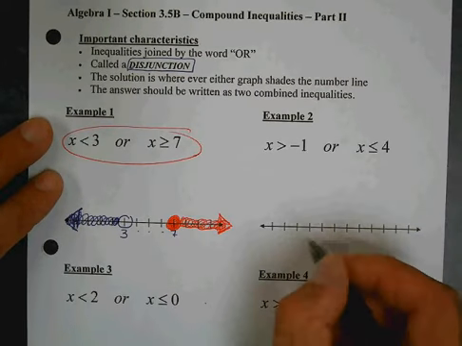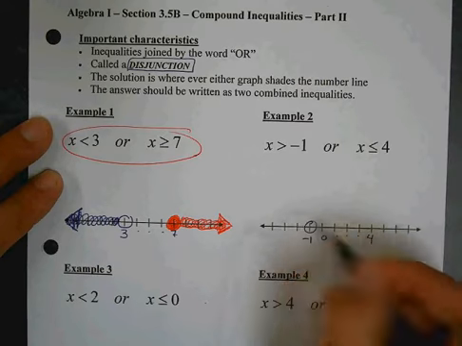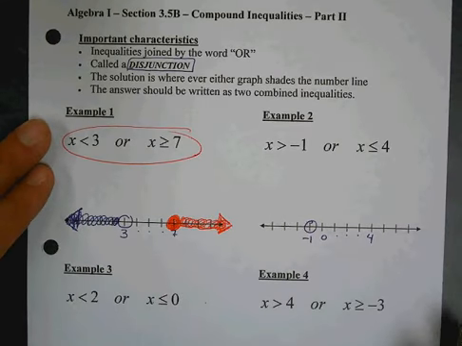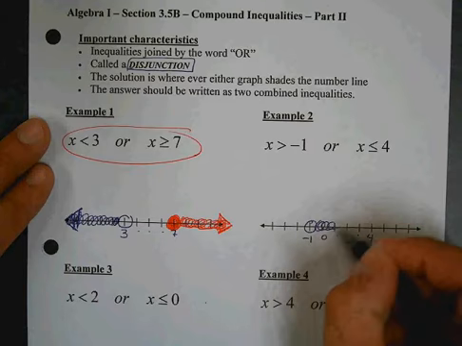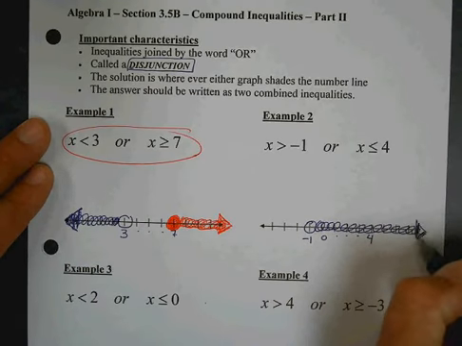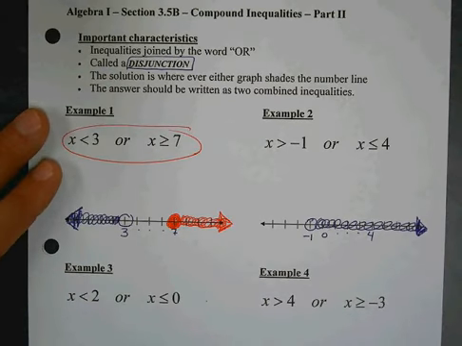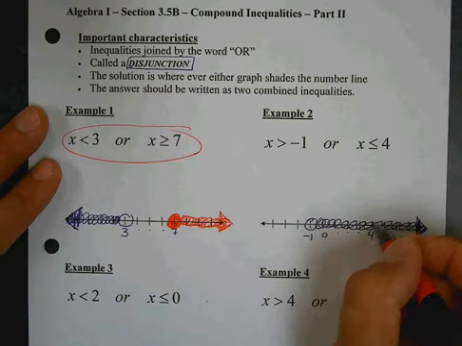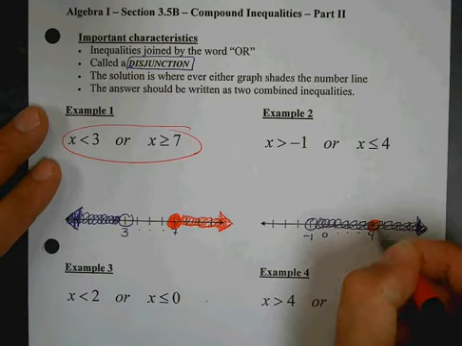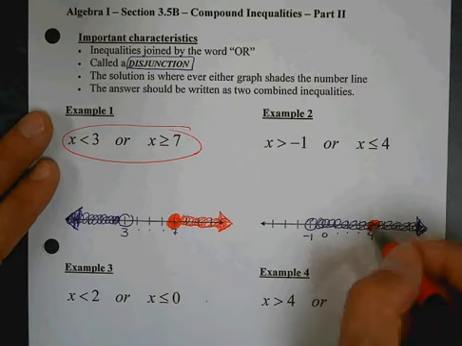Greater than negative 1. 0, 1, 2, 3, 4. Which way do I shade? To the right. So far, I have half the number line, right? Now, less than or equal to negative 4. I'm in red now. Which way do I shade? To the left.